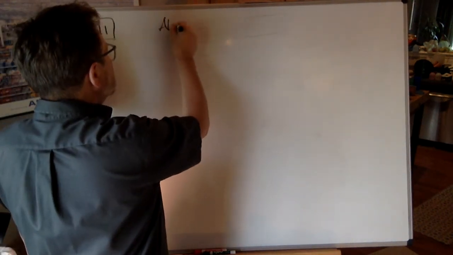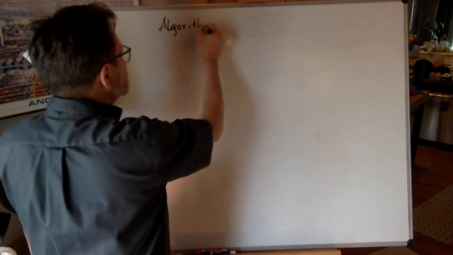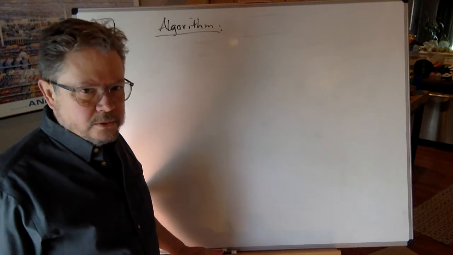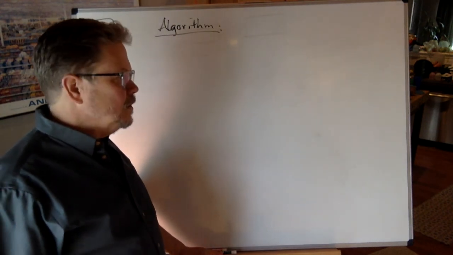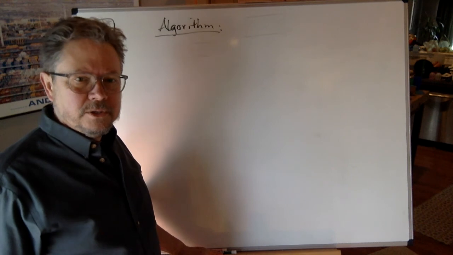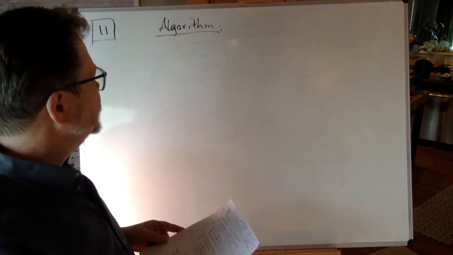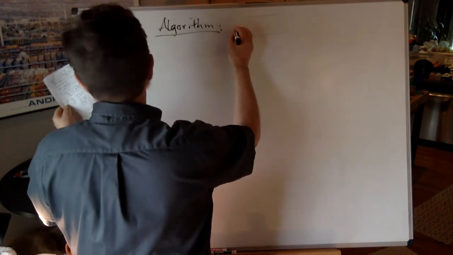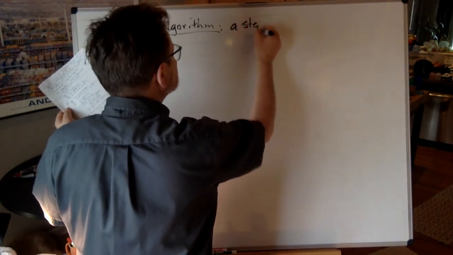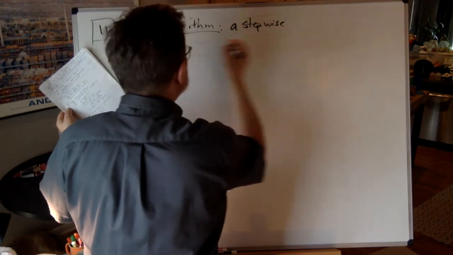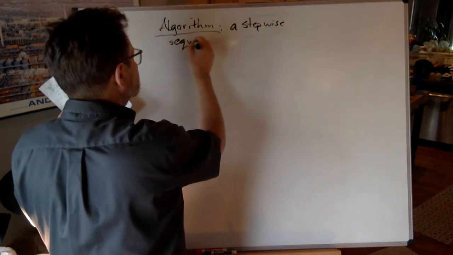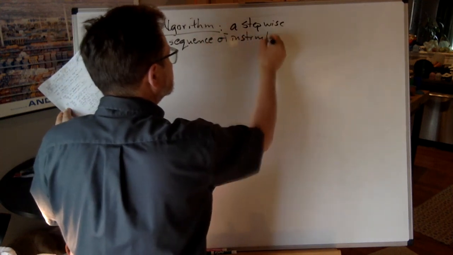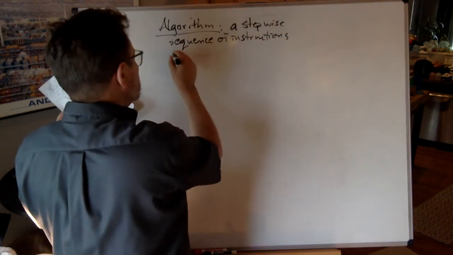Algorithm. A-L-G-O-R-I-T-H-M. The idea of an algorithm is central to computer science theory. There is a whole branch of theory called algorithm analysis, and that's what we're going to try to get just an idea of what's involved in that. An algorithm itself, a working definition: it's a stepwise sequence of instructions to solve a problem.